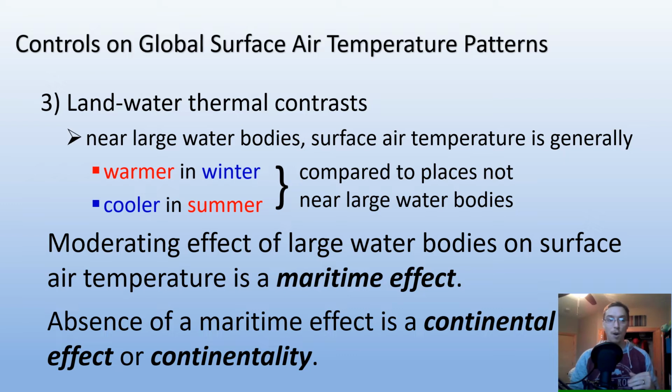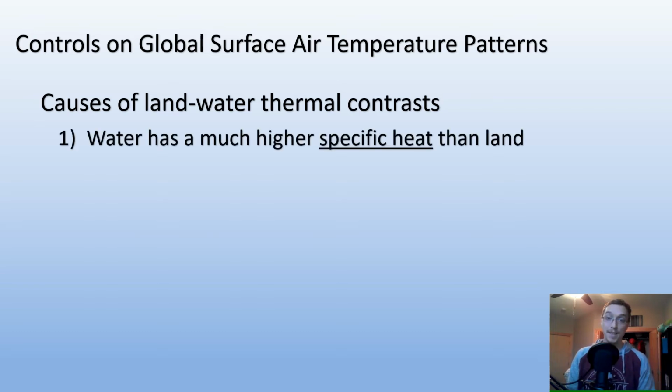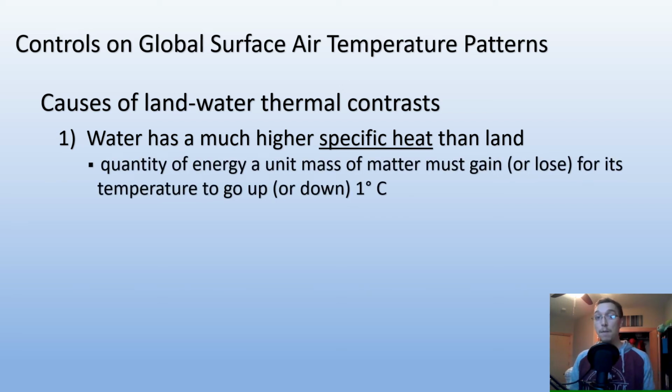So we have to think about how material, whether that be water or land, heats up. Land will heat up quicker and cool down quicker. Water heats up slower and cools down slower. So it has a more moderating effect on the proximal area to a large body of water. Well, why? As I said, water has a much higher specific heat than land. That is the quantity of energy a unit mass of matter must gain or lose for its temperature to go up or down.